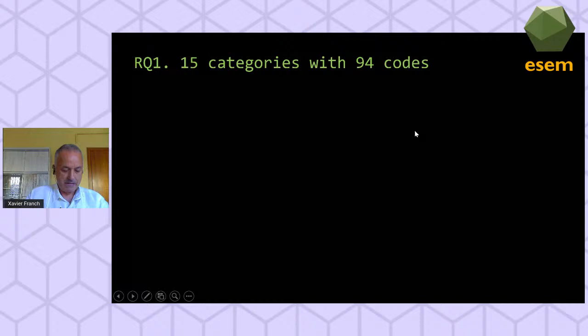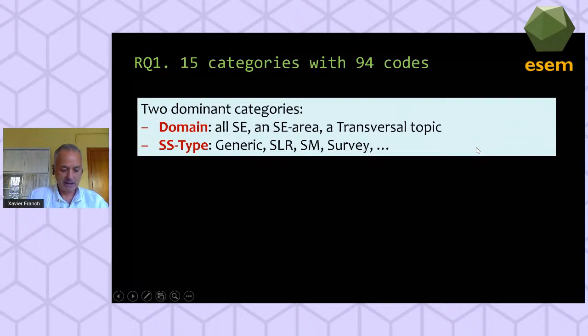We coded the different inclusion and exclusion criteria that we found in the 50 secondary studies into 94 different codes, and we grouped these codes into 15 categories. Two of them were dominant. The domain category, requiring the systematic mapping study to be of a particular software engineering area, a transversal topic like education, or otherwise the whole software engineering domain. Also, the second dominant category was the SS type, the secondary study type, since in different tertiary studies the secondary studies were required to be SLRs, systematic mappings, or surveys, while in other tertiary studies there were no restrictions about the type of the secondary study.